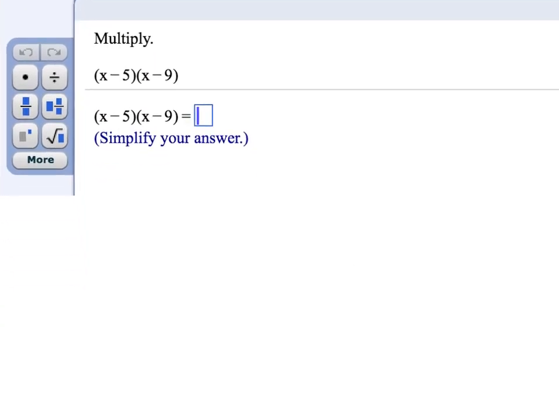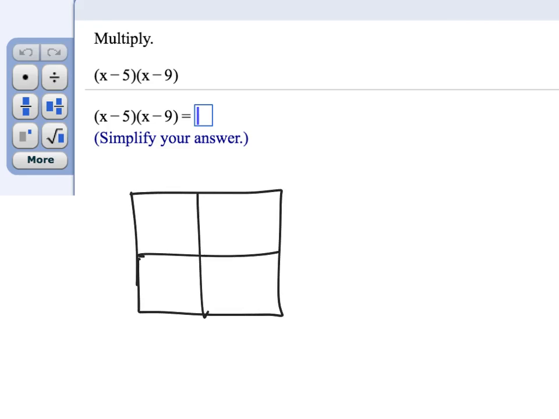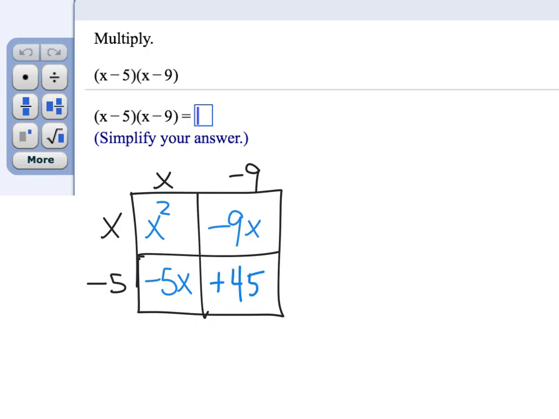So, same, we've got a 2 by 2, because this is a binomial, 2 terms, and this is a binomial, 2 terms. So we're going to draw our 2 by 2 box. And this becomes x minus 5, and this is x minus 9. And now x times x, x squared. X times negative 9 is negative 9x. Right here, negative 5 times x is negative 5x. Tricky, right here: negative 5 times negative 9 is positive 45.